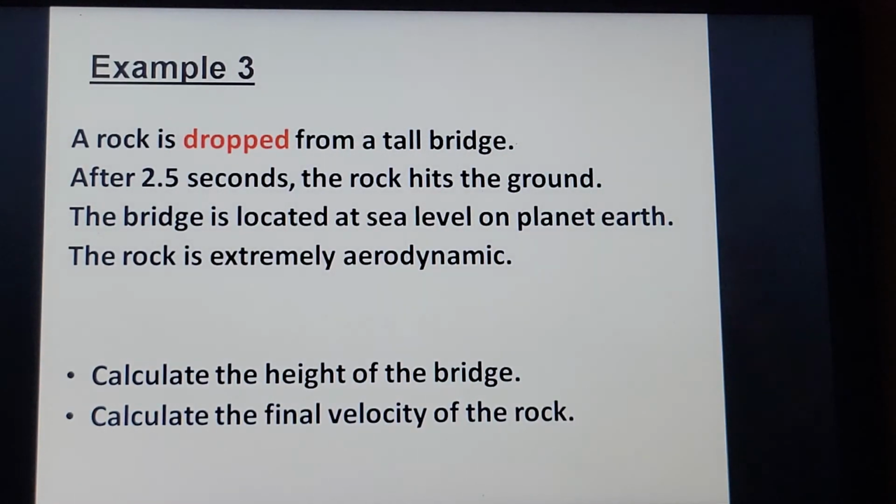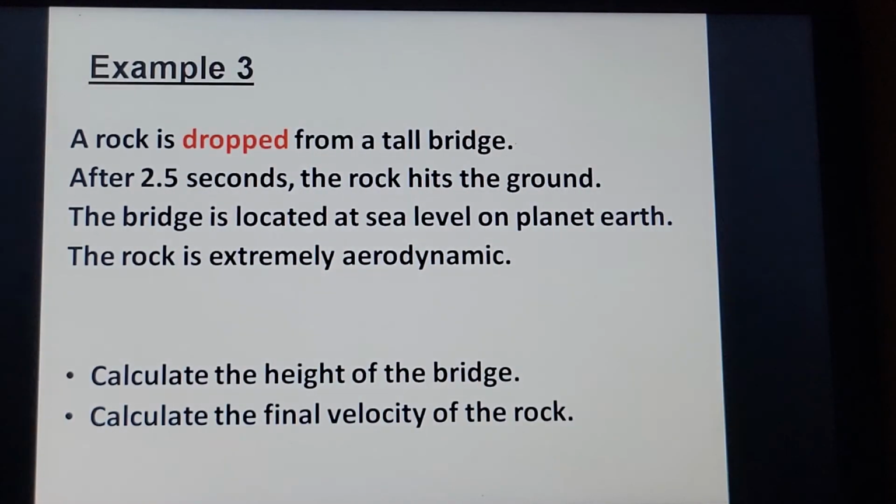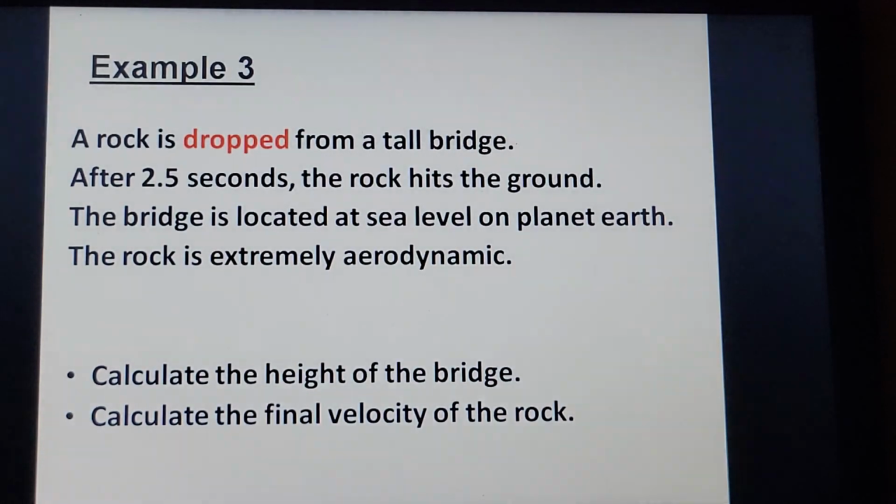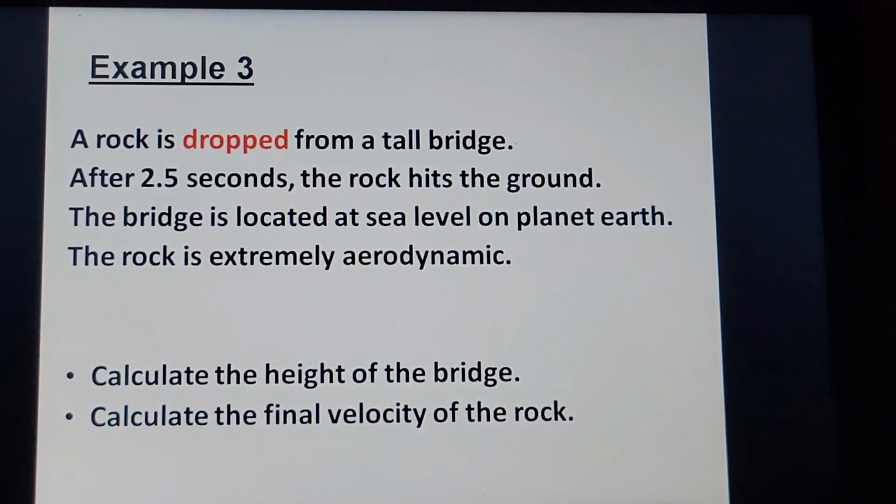Okay, example 3. A rock is dropped from a tall bridge. After 2.5 seconds, the rock hits the ground. And the other two are just saying, well, it's located at sea level, so we're going to assume acceleration of gravity is 9.8, and the rock is aerodynamic. All that means is we're going to assume air resistance is negligible. And why is the word dropped in red? Because that gives you a clue as to the initial velocity. And we have enough information from that to calculate the height of the bridge and the final velocity of the rock.